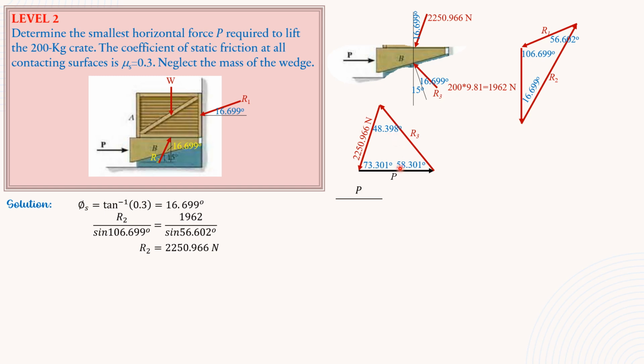Finally, by sine law to solve for P: P over sine of 48.398 degrees equals 2250.966 over sine of 58.301 degrees. So P can now be solved. P is equal to 1978 newtons.